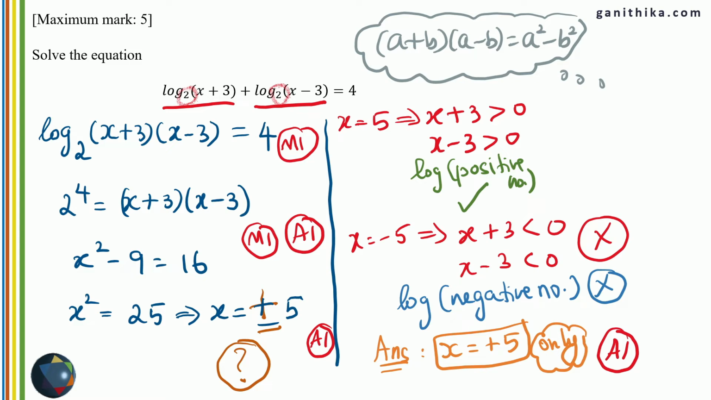There might be an R1 mark for rejecting negative 5 sometimes. Do not miss those 2 marks in the end. Be careful in logarithmic equations. You have to choose the correct value so that the value inside the log is positive. Let's go to the next question.